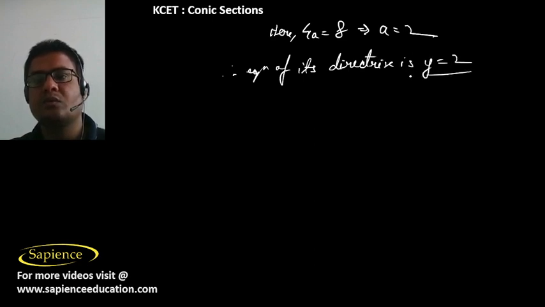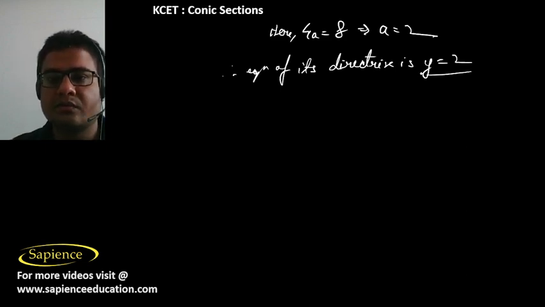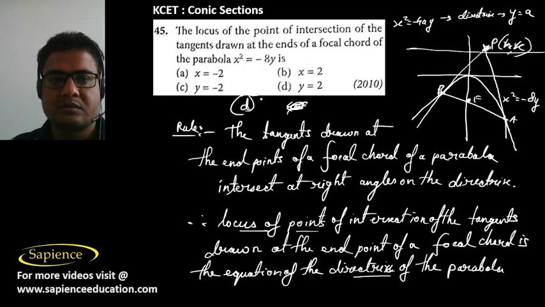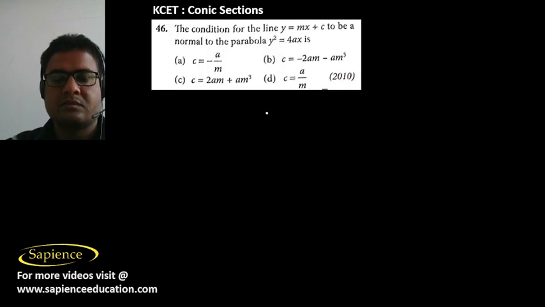So the required equation of the locus of the point of intersection of tangents at the endpoints of the focal chord is y equal to 2 only. So option D is the correct answer.